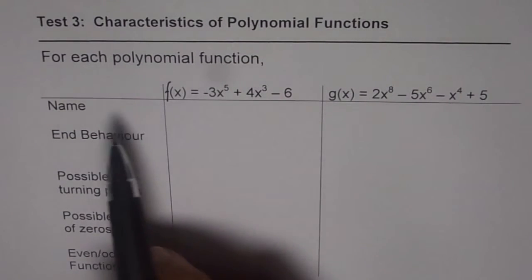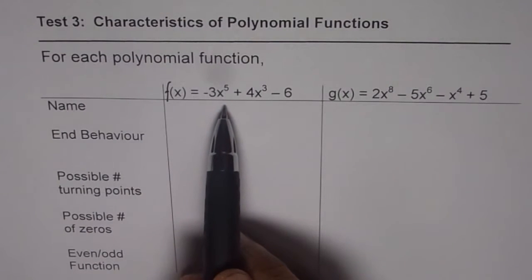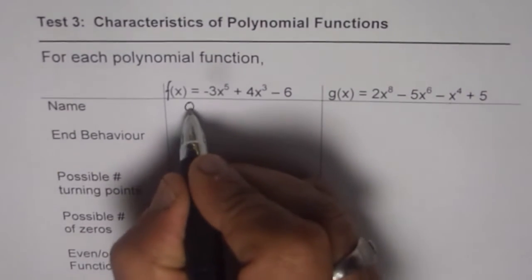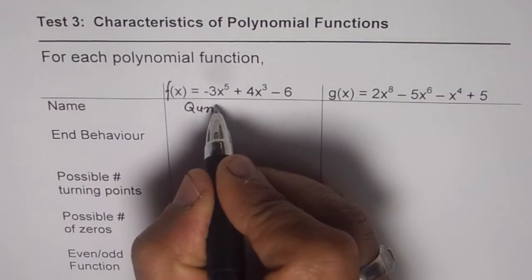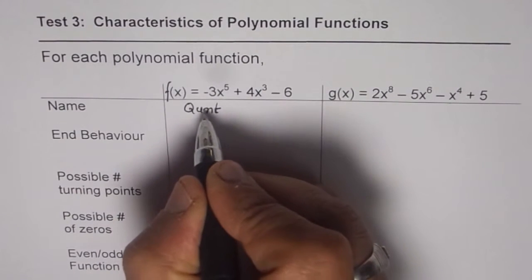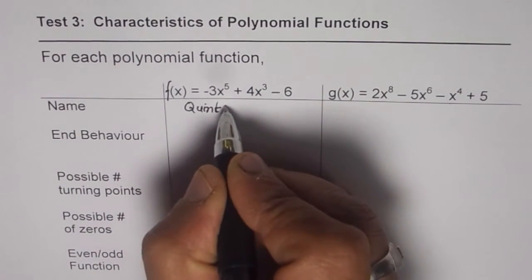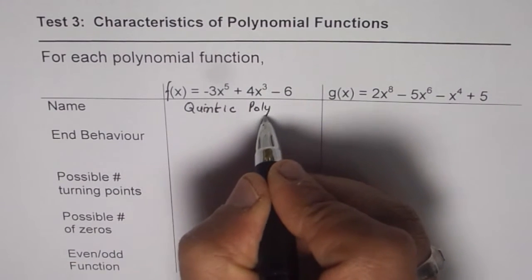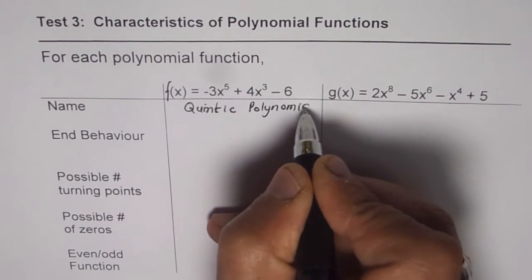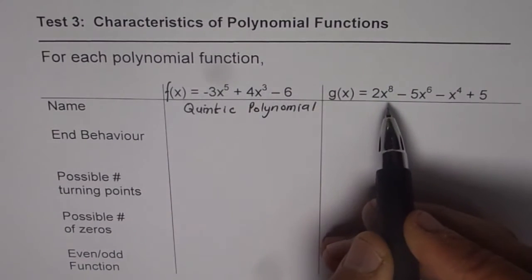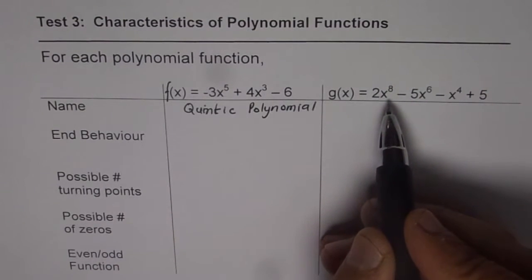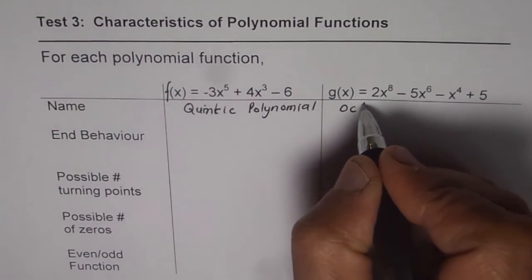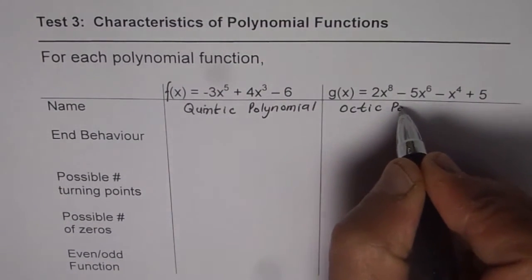The first one, we need to give a name to the polynomial. The name is really dependent on the degree of the function. Now since the degree is 5, we can call it a quintic function, right? So the name is quintic function. Q-U-I-N-T-I-C, quintic polynomial. Now here the degree is 8, and therefore this polynomial will be called octic polynomial.